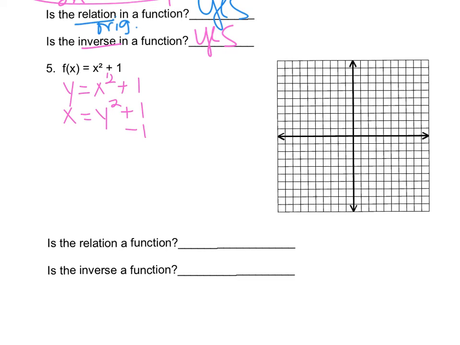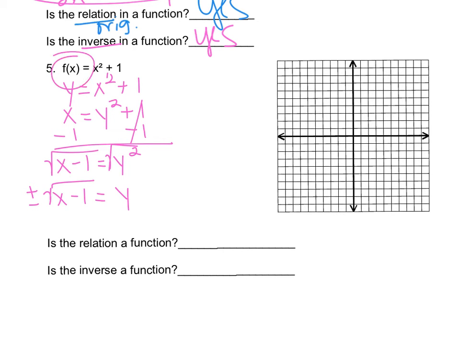You're just replacing the y with x and x with y. So getting y by itself, I'm going to subtract 1. And then I'm going to take the square root of both sides. So y equals square root of x minus 1. But remember, positive and negative when you take the square root of both sides. And then, since we started with function notation, I'm going to label it that way. So there's our inverse equation. So now I'm going to go ahead and graph y equals x.